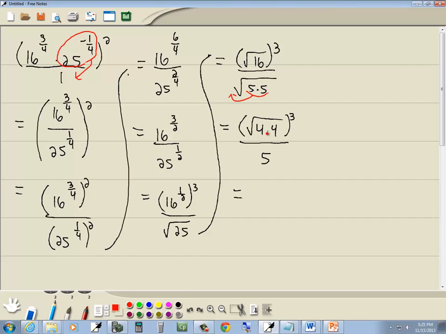Up on top, we got a pair of 4s, so a pair of 4s is going to come out in front as a single 4. So we're going to have 4 to the 3rd over 5. 4 to the 3rd, 4 times 4 is 16, times another 4 is 64, so our answer is 64 over 5.